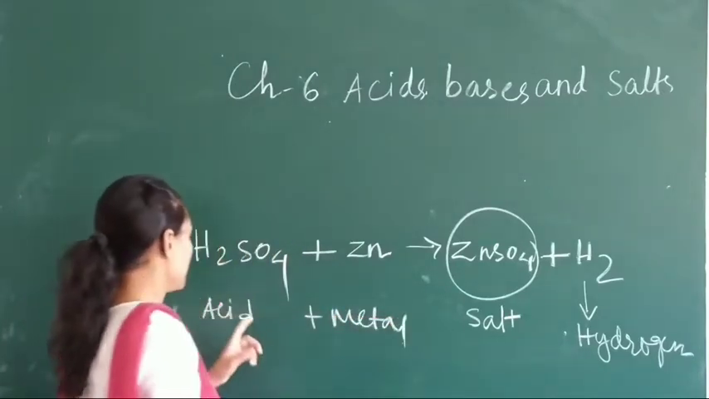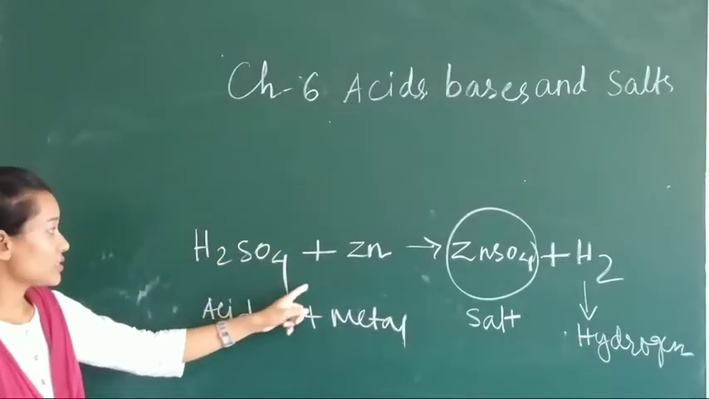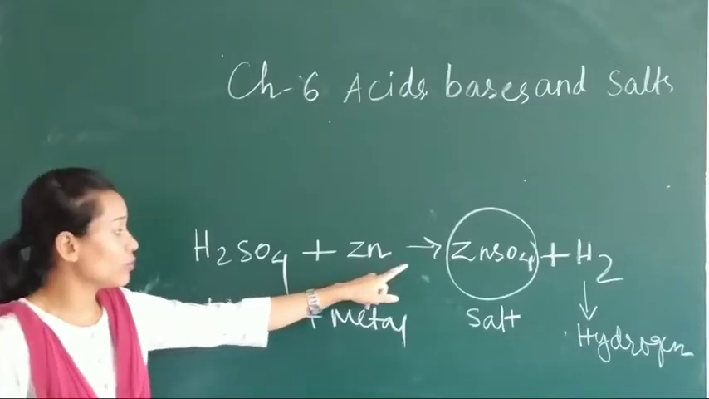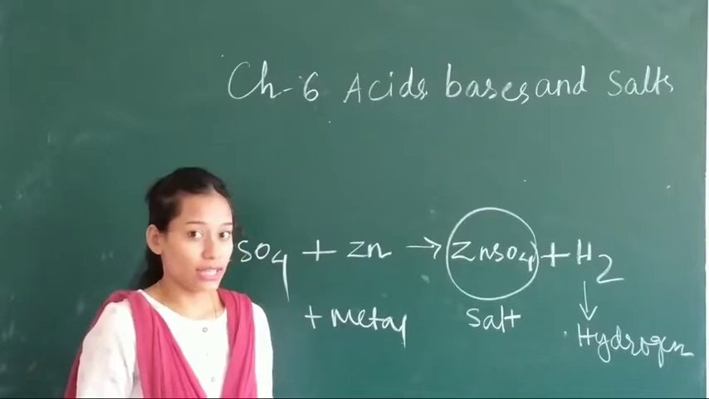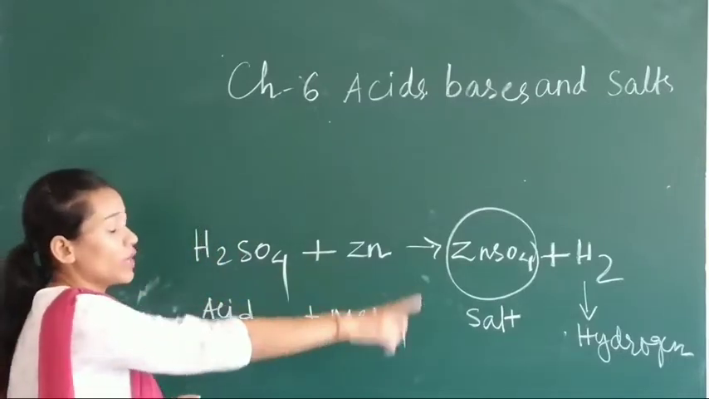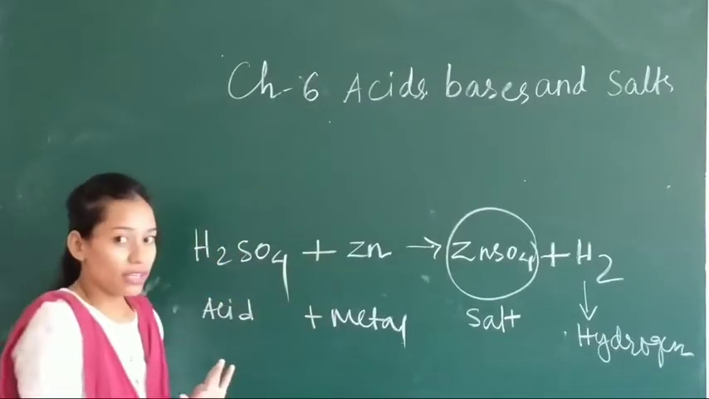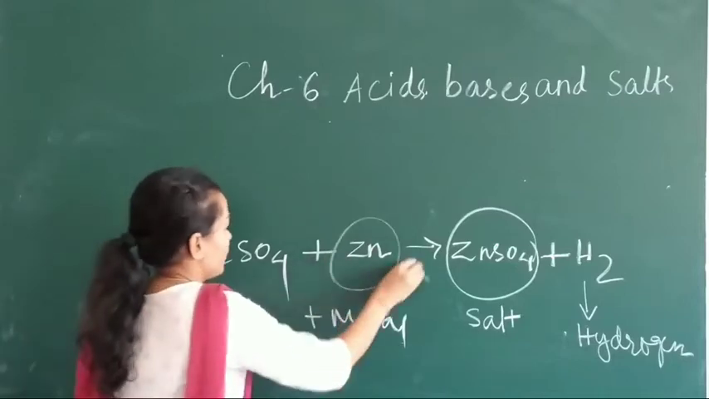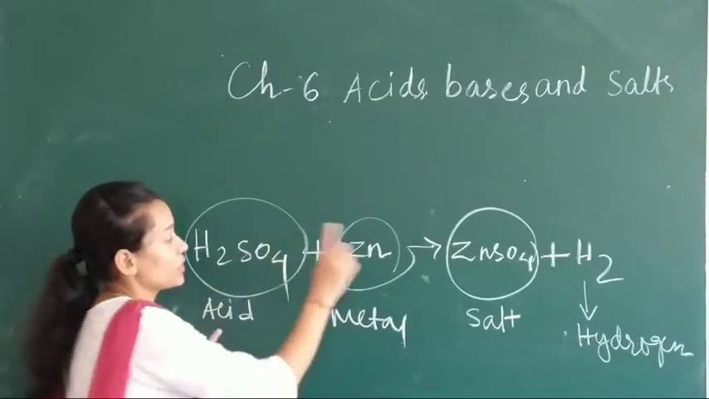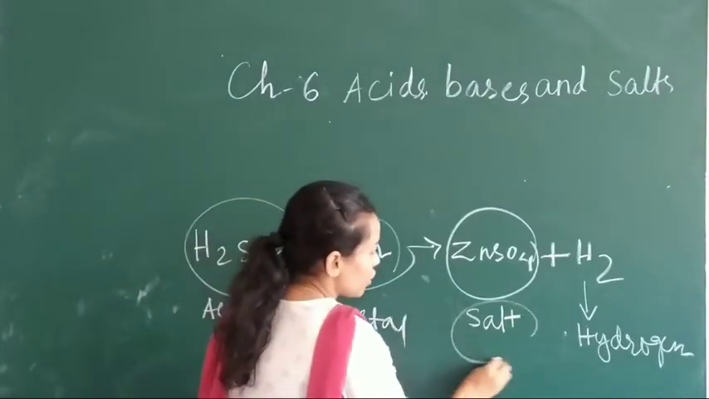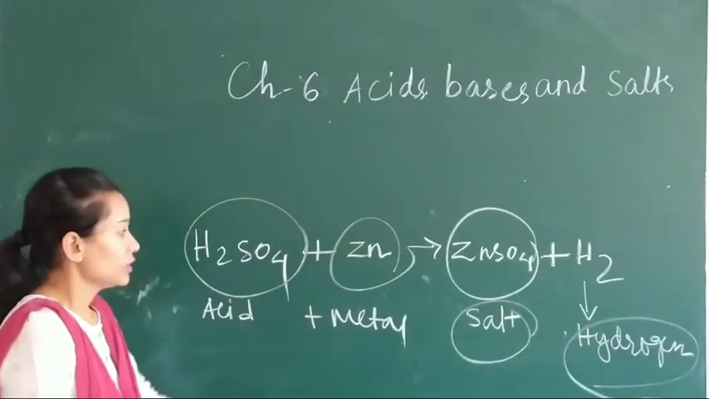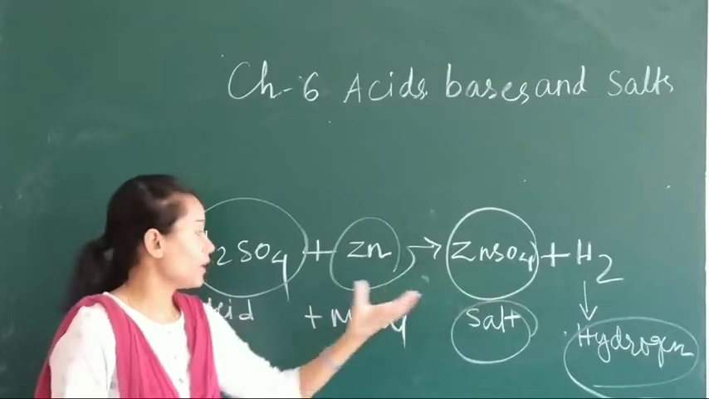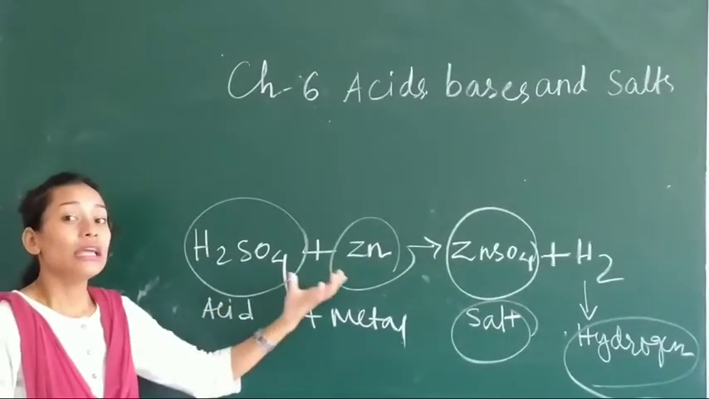Okay? See, this one is what? Acid. When it reacts with metal, that is zinc, it will give what? Salt, that is zinc sulfate, and hydrogen gas. Okay? The reaction will always be the same. The metal may vary, the acid may be different, but the product, that is salt and hydrogen gas, will be the same. The formula of the salt will of course be different if you take different elements here.